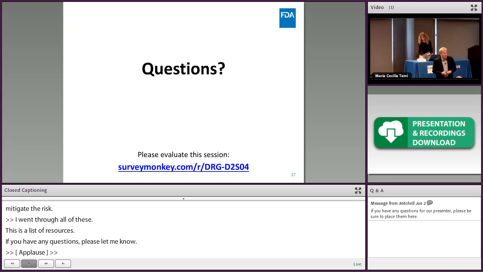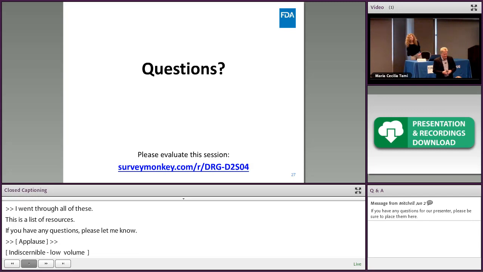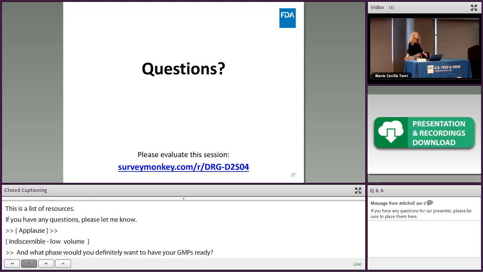In what phase would you definitely want to have your CGMPs ready? Well, I try to emphasize the fact that they are graded. So for sure for commercial. But when you manufacture phase 3, I think you have to have strong GMPs, because those are going to be the data that support commercial too.